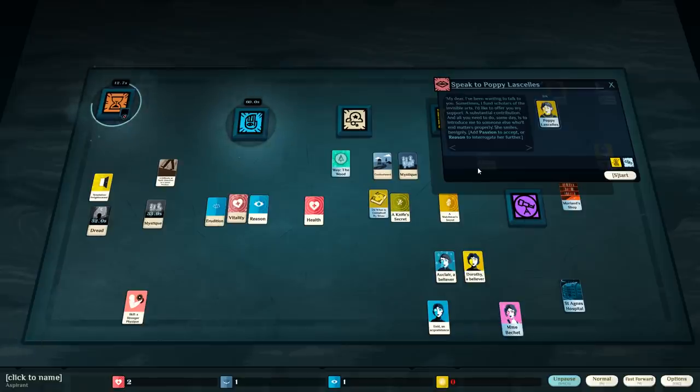And all you need to do some days is to introduce me to someone who'll end matters properly. Add passion to accept, or reason to interrogate her further. Now, what she wants is a sacrifice. She wants a human sacrifice. You need to give her one of your cultists.